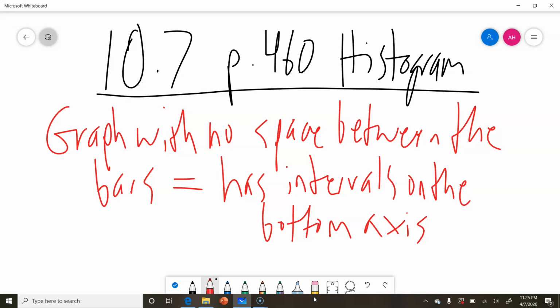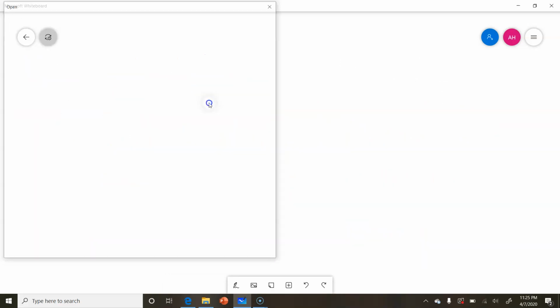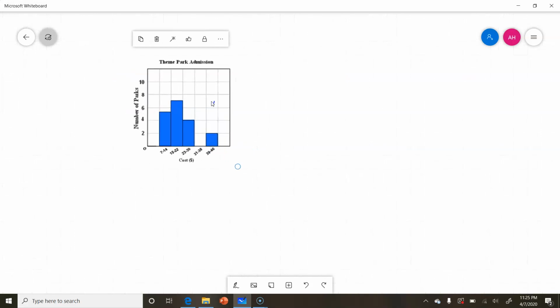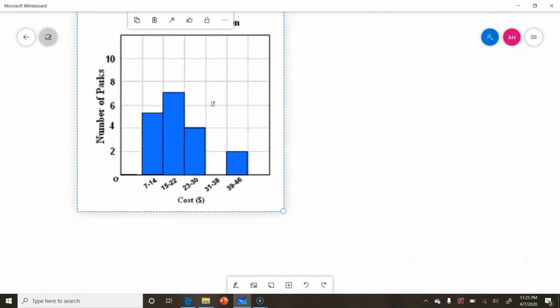Here's what that actually means for us. So I'm going to put one on the screen because that's really confusing. It doesn't really make sense. So here comes a picture, which will make sense, hopefully, for you. So this is a histogram.